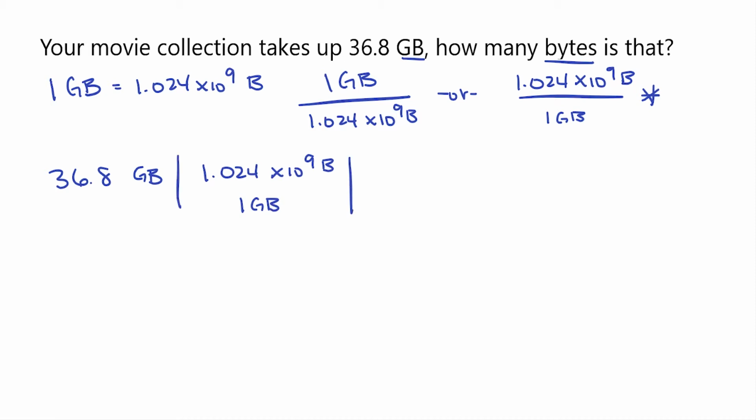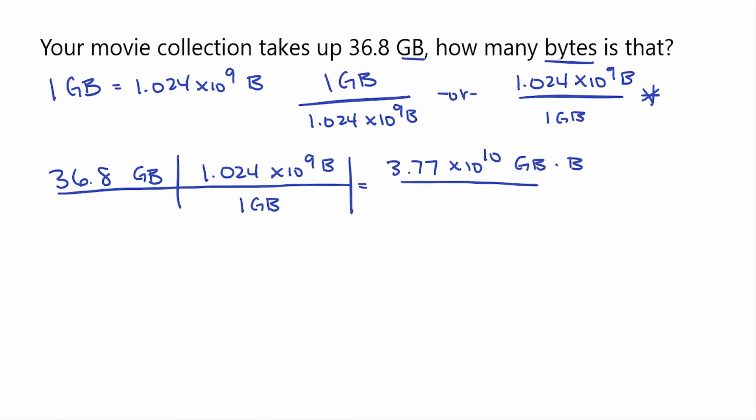So now let's go ahead and solve this problem. So 36.8 times 1.024 times 10 to the 9 is going to be equal to 3.77 times 10 to the 10. Next I need to multiply my units, so that will be gigabytes times bytes, and all of that will be over 1 gigabyte. Now I know I picked the correct fraction because I have gigabytes on the top and bottom. Since I have them on the top and bottom, they're going to cancel each other out, leaving me only with units of bytes. If that doesn't work out for you, then you know you need to switch your fraction.